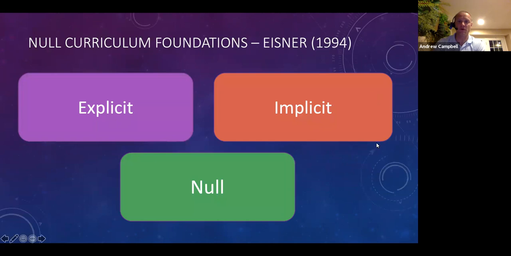So to get us started, we've talked about three different types of curriculums thus far. The explicit curriculum, the implicit curriculum or hidden curriculum, and then the null curriculum. So one person that comes to mind in this situation is Elliot Eisner. The idea of null curriculum, I don't want to say that it was founded by him. I'd have to do a little bit more research on that idea, but he would be considered the guru of this idea of null curriculum.